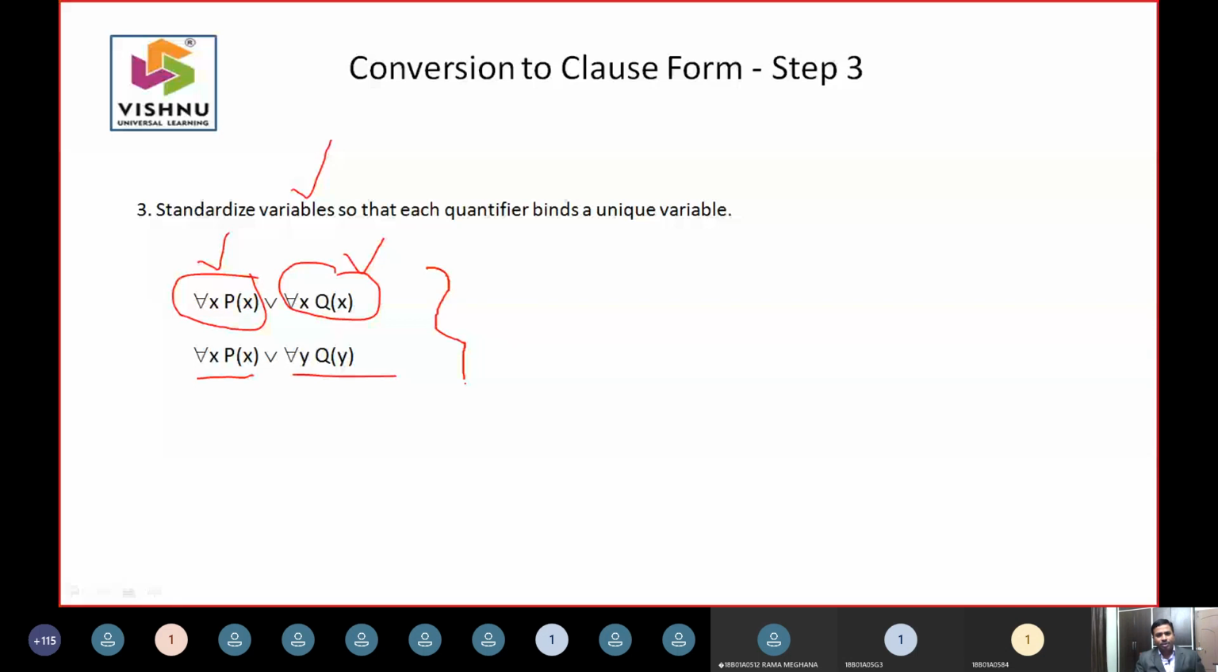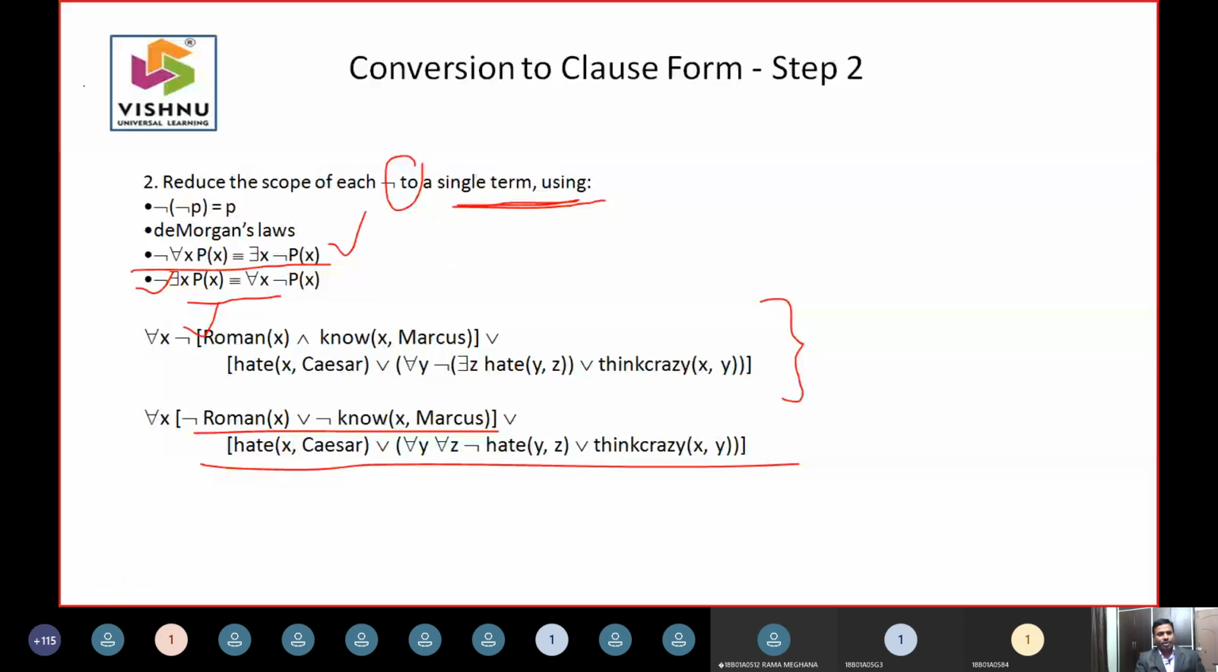You need to remember this, because many times they ask how you convert your first order logic into clause form. So you have to follow this nomenclature and explain what exactly is happening.